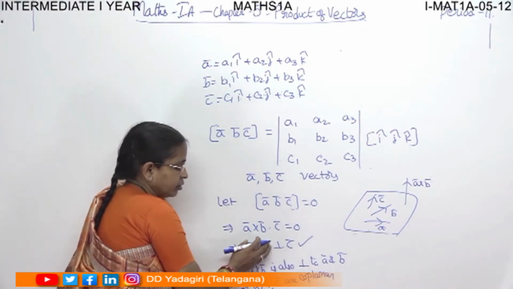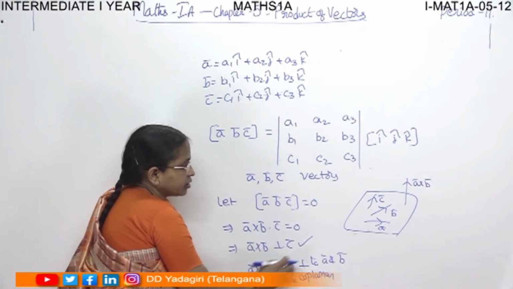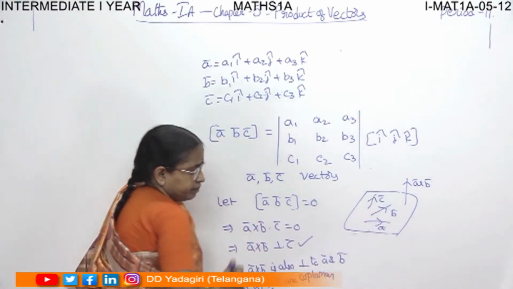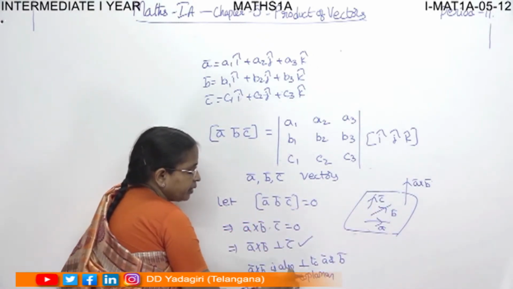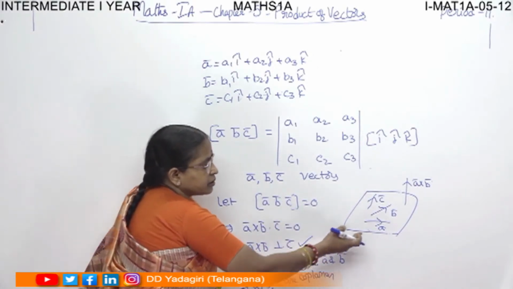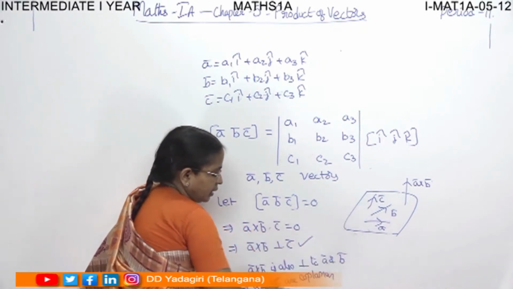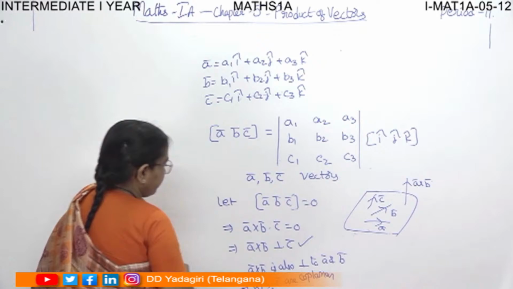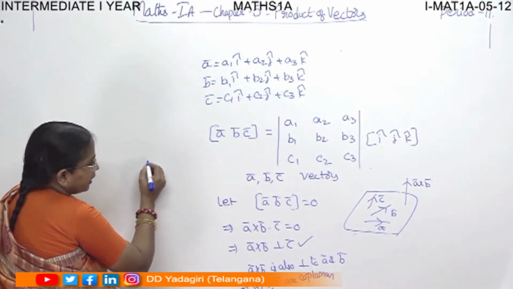Now we'll take A cross B. We already know that A cross B is perpendicular to both A and B. So A cross B is perpendicular to A, B and also C. When is this possible? When all the 3 are in the same plane, when A, B, C are coplanar. So this is the if part. Now the only if part is like this.